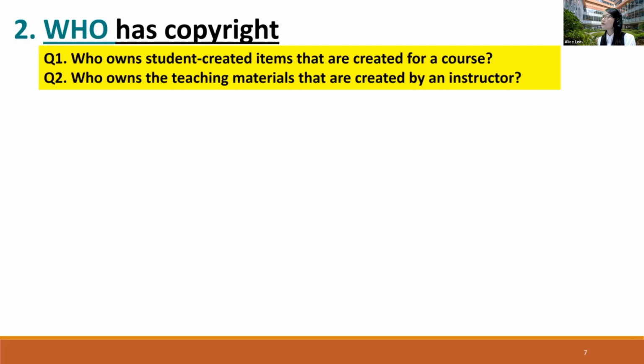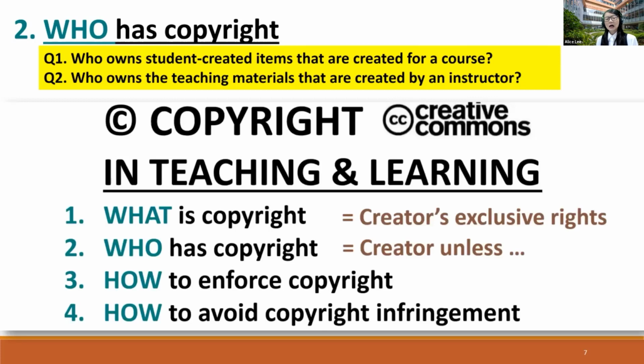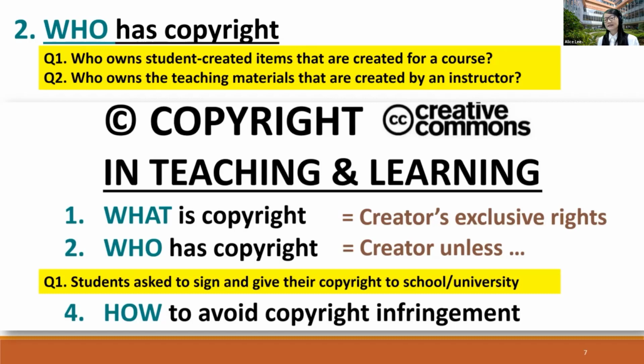Do you remember what I said at the very beginning of the seminar? I hope you do. Who has copyright? It should be the creator, unless... because we have some special exceptional situations. So what are these special exceptional situations? I'm going to tell you. For the first question, generally speaking, the students who created the work should be the creators. So they would have copyright in their homework, in their assignments, in their presentation materials, and so on and so forth. Unless what? Unless the students are asked to sign and give their copyright to the school or university.